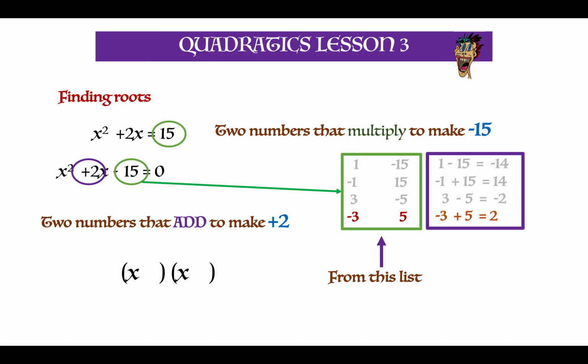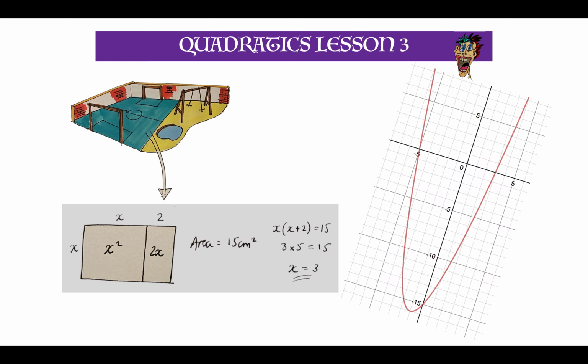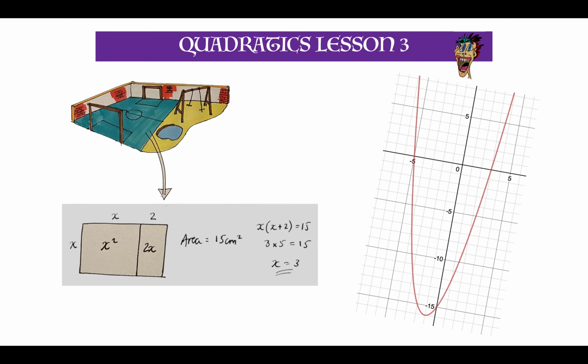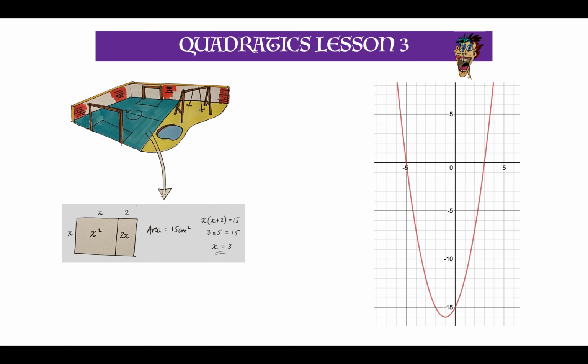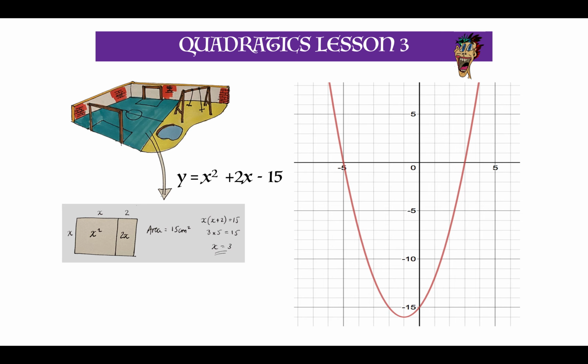Now from here we can place them into our brackets. So we take each of those two values and we simply put them into the brackets there. Now we've solved it. Let's see what this looks like on our graph. So we look at one of the graphs we did earlier, and so here they are. This is our function, y equals x squared plus 2x minus 15.